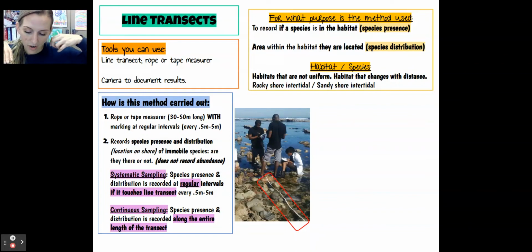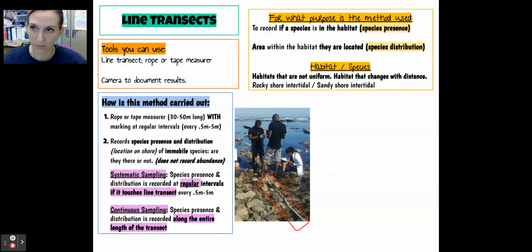Are you in the lower zone? Are you in the middle zone? Are you in the high zone? Are you in the splash zone? It does not record abundance. So it's literally just if the species is touching the line, that's it. If it's systematic, you're doing this within a regimented system. So you're looking at species presence and where they're distributed in regular intervals.